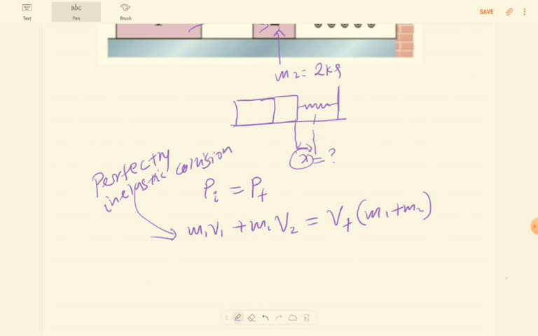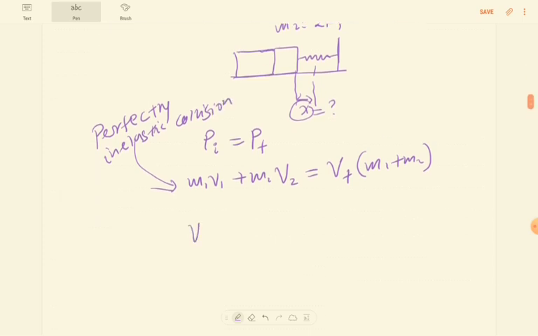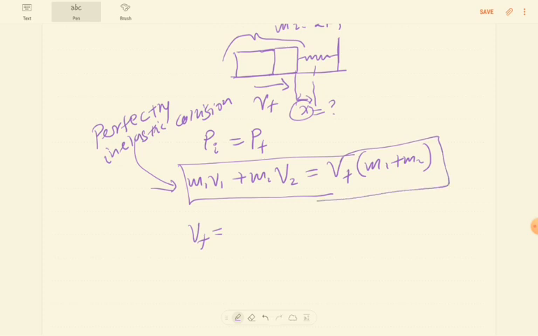So the final velocity of the combined system, the combined velocity with which the two masses move, let's say VF. From the conservation of linear momentum, we would find VF. That would be simply, substituting the information, M1 V1 plus M2 V2 divided by M1 plus M2.